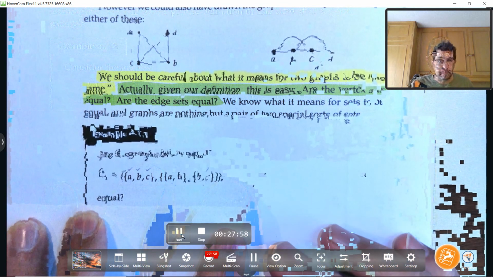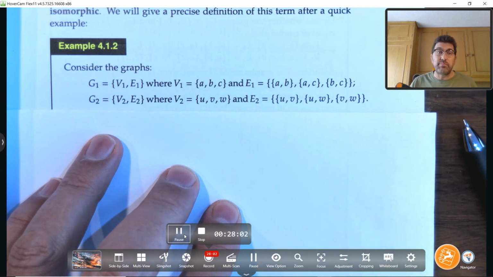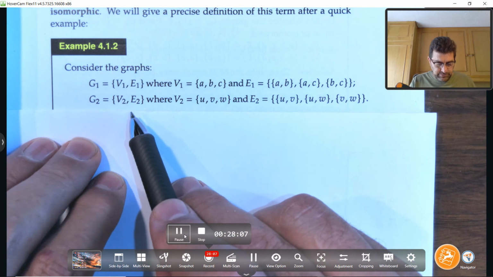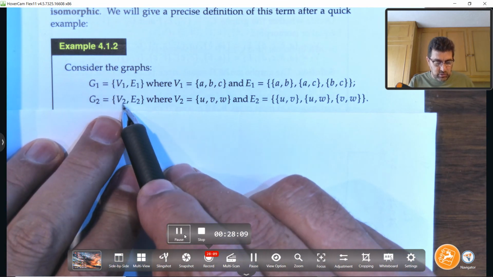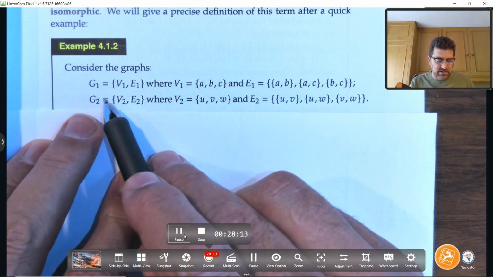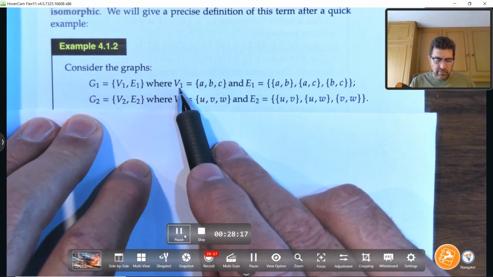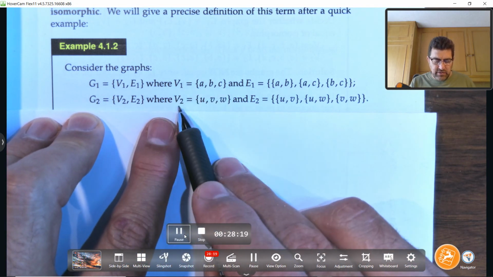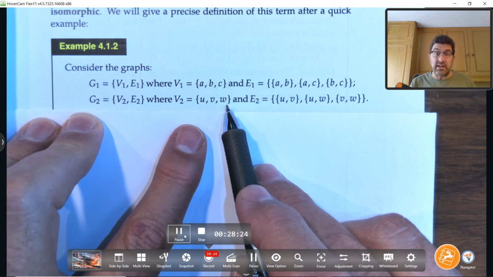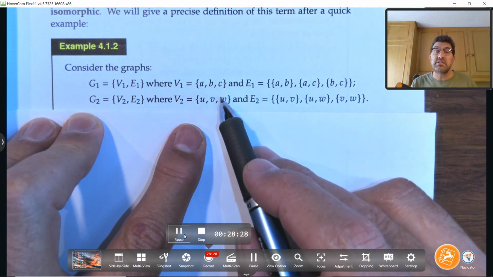Okay, there's our second example. The second example asks the same question. Now, how is this example different from the previous one? Well, first of all, there's a vertex set 1, a vertex set 2, an edge set 1, an edge set 2. Those subscripts are just to say we are working with two different graphs. V1 is defined by ABC, V2 by UVW. So we can't really just say there's adjacency or non-adjacency because the vertices are labeled differently.